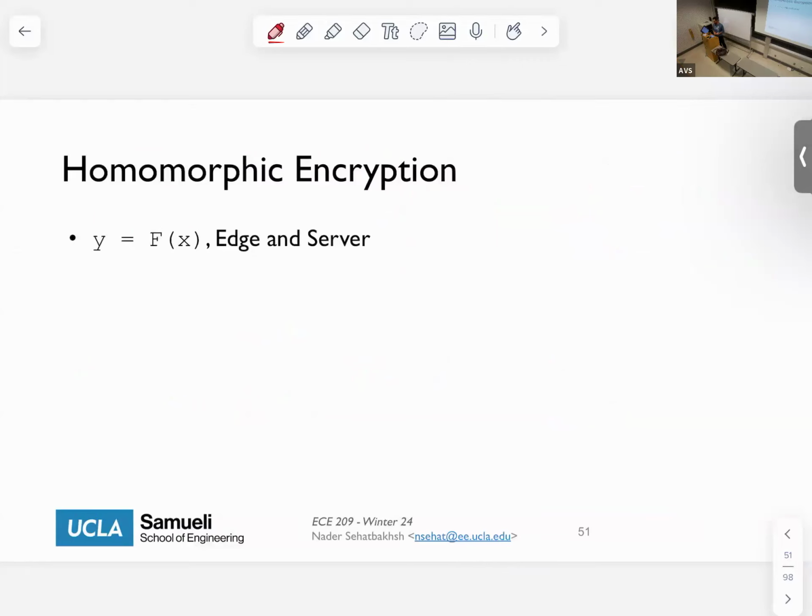So essentially the idea is that I'm going to have this F function that is evaluated on the server, and the server never sees what X is. It always sees C, which is the encrypted version of X.